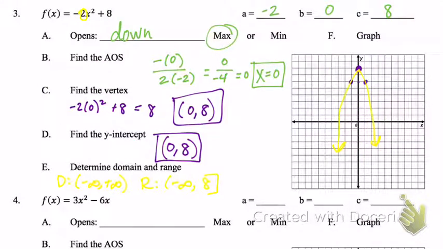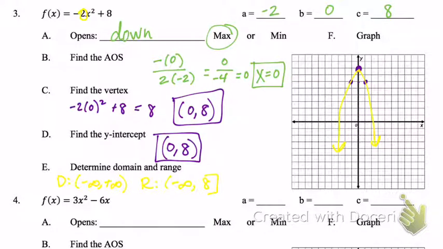Okay, with number 3, it opens down because it's a negative a value. There is no b value. When there is no b, you'll find that it is centered at the y-axis, and that means it doesn't shift left or right. So that b value kind of determines whether it's shifting left or right. So then it's centered at 0, 8. The vertex is at 0, 8. And then the y-intercept also consequently is 0, 8.